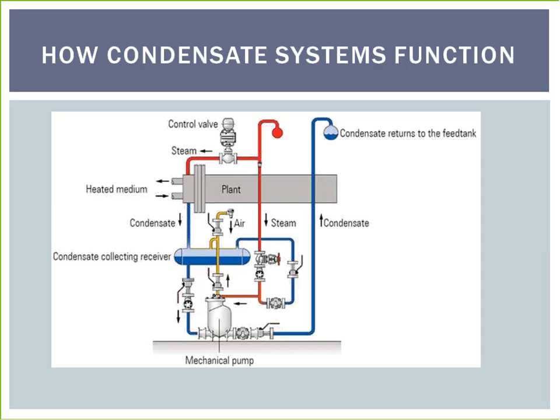A mechanical pump, as seen on the screen, is shown draining an item of the plant. As can be seen, the steam and condensate system represents a continuous loop. Once the condensate reaches the feed tank, it becomes available to the boiler for recycling.